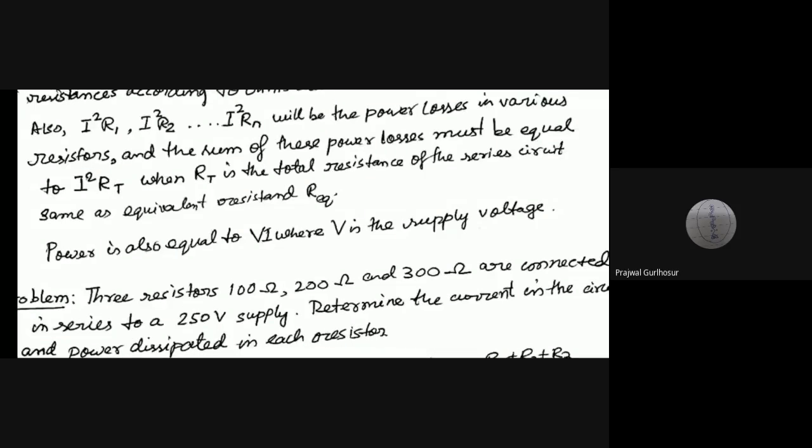If you have the sum of all three and the voltage is also given, you can find the current, meaning equivalent resistance is given, voltage is given. So current will be I equals V by R equivalent. Ma'am, current is 0.416 ampere. Okay, and they have also asked for power dissipated. Tell the power value. Power dissipated in each resistor.